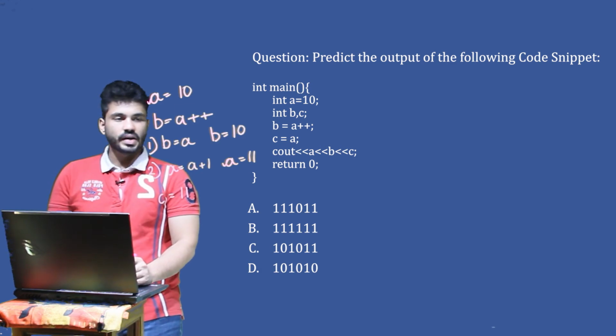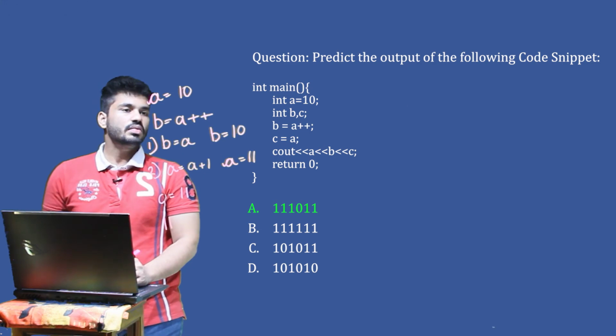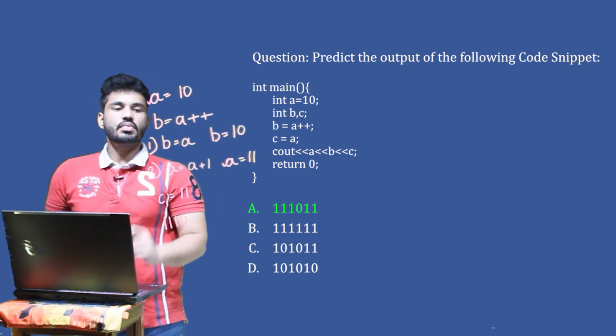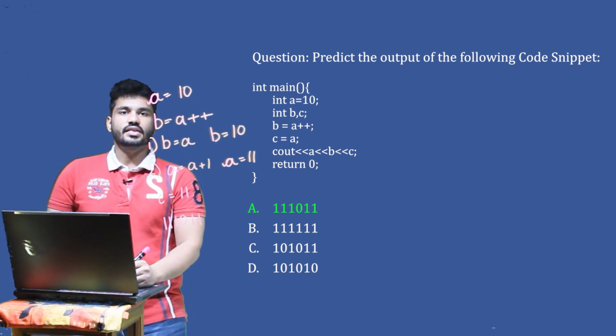So first A will be printed, A is 11. Now B will be printed, B is 10. Now C will be printed, which is 11. So option A is the correct answer.